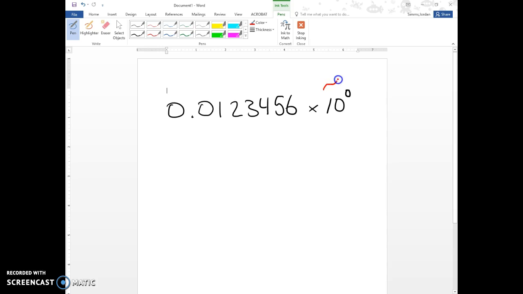10 to the 0 power always equals 1. Any base to the exponent of 0 always equals 1. It's just a property of exponents. Okay? So if we're going to move this decimal now and put this in scientific notation, if I move it 1, 2 places to the right, what's going to happen? What's going to happen is this exponent is going to change. So it's going to get reduced by 2.